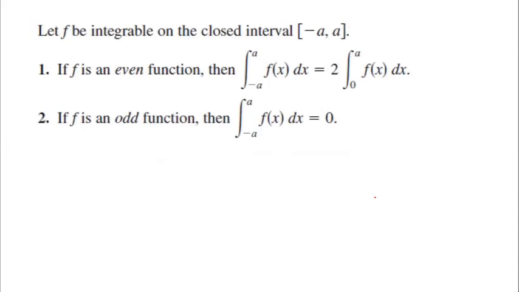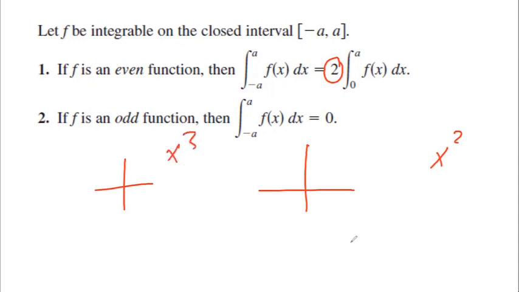Okay, the other properties are for even and odd functions. Again, we have an integrable function on a closed interval from negative a to a. If this function is even, the integral is double the integral from 0 to a. If this function is odd, the integral will be 0. The classic example that we have here is something like x power 2 and x power 3. So x power 2 is an even function.